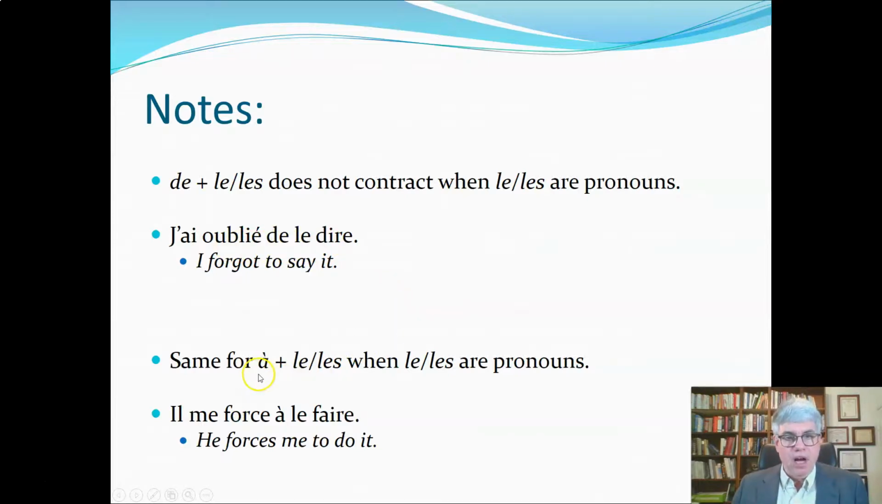Same thing with a followed by le and les when the le and les are pronouns. Il me force à le faire. He forces me à le faire, so to do it. Le is a direct object pronoun there. He forces me to do it. No contraction between a and le. It's a preposition, links the two concepts, but the le goes with the faire. I think that's the logic behind it.